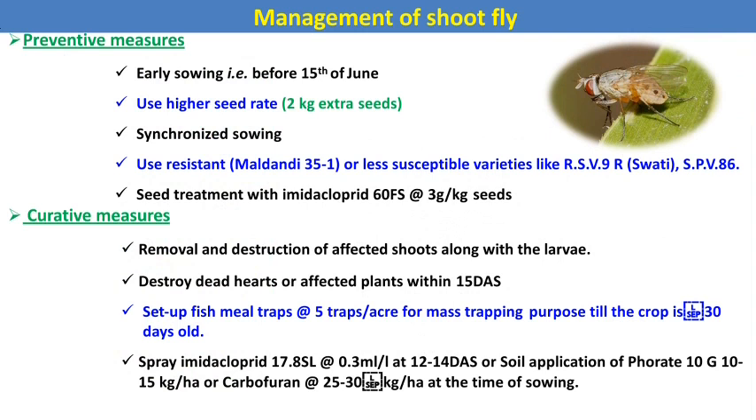Then in case of curative control, remove and destroy the affected shoots along with the larvae, and destroy the dead hearts of the affected plants within 15 days after sowing. Then we can set up the fish meal trap. Then some of the recommended insecticides are imidacloprid and soil application of phorate or carbofuran. This is the management of the shoot fly.